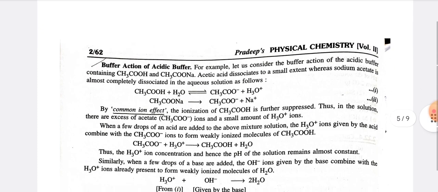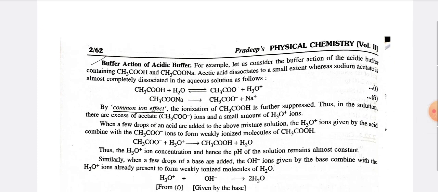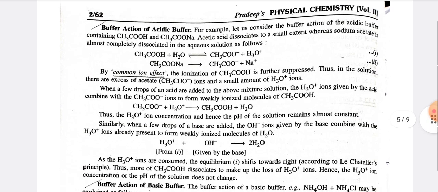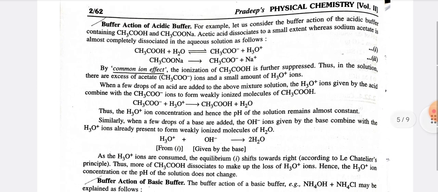Buffer action of acidic buffer. For example, let us consider the buffer action of the acidic buffer containing CH3COOH and CH3COONa. Acetic acid dissociates to a small extent, whereas sodium acetate is almost completely dissociated in the aqueous solution. By common ion effect, the ionization of CH3COOH is further suppressed. Thus, in the solution, there is an excess of acetate ions and a small amount of hydronium ions.